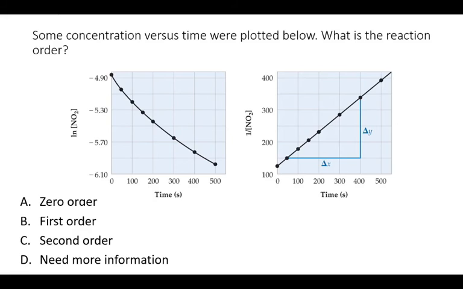So try this one. Some concentration versus time data are plotted. What is the reaction order? Okay, so here we see that the natural log versus time makes a curve, and the inverse, 1 over concentration versus time, makes a line. So therefore, this reaction must be second order because it's the second order rate law that makes a line.